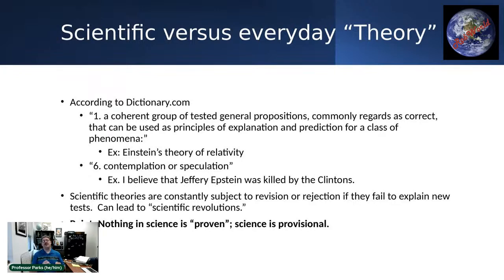The proper definition from a scientist's point of view is a coherent group of tested general propositions commonly regarded as correct that can be used as principles of explanation and prediction for a class of phenomena. So the classic theory is the theory of relativity. The theory of relativity basically describes the motion of objects within gravitational fields that deal with objects that aren't really, really, really, really small.